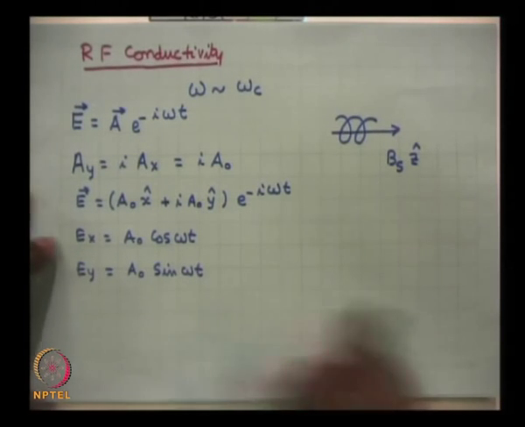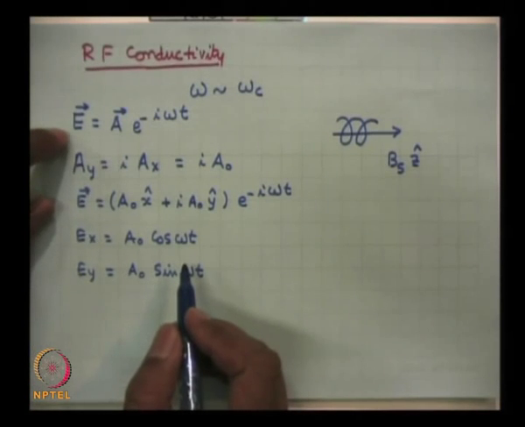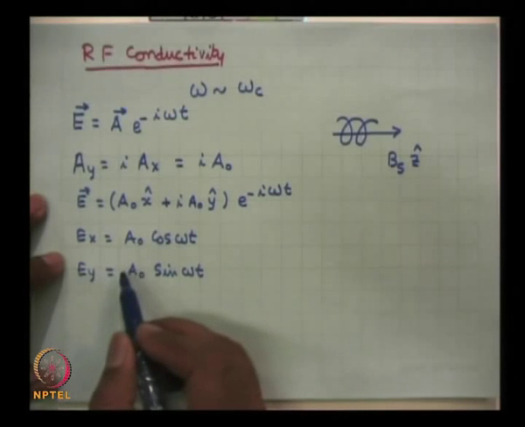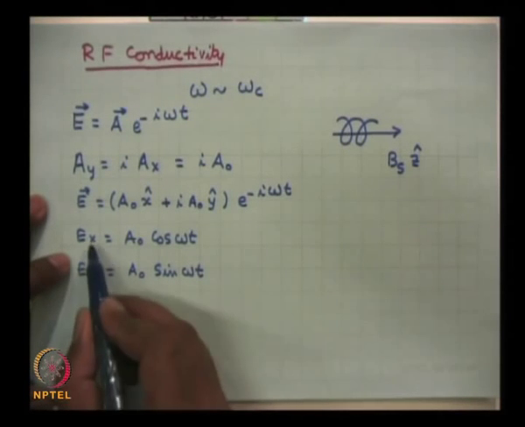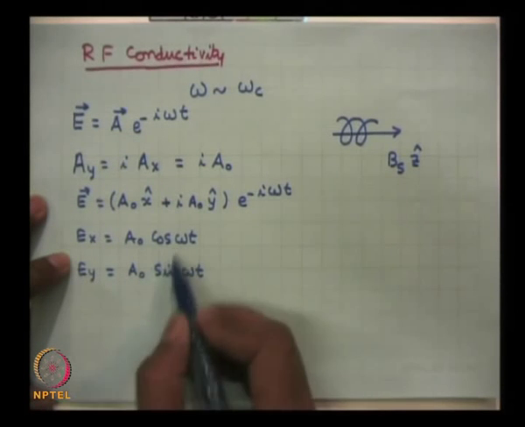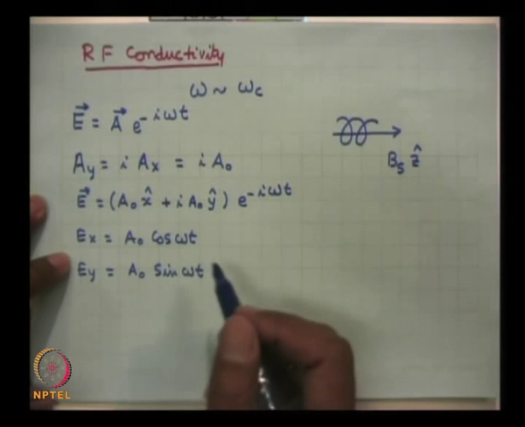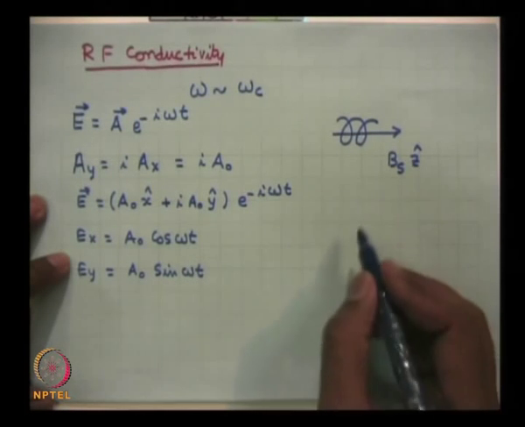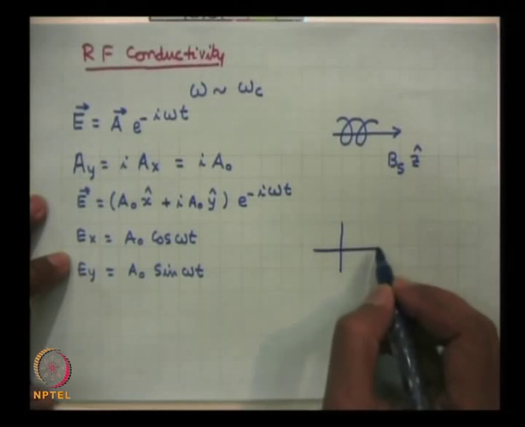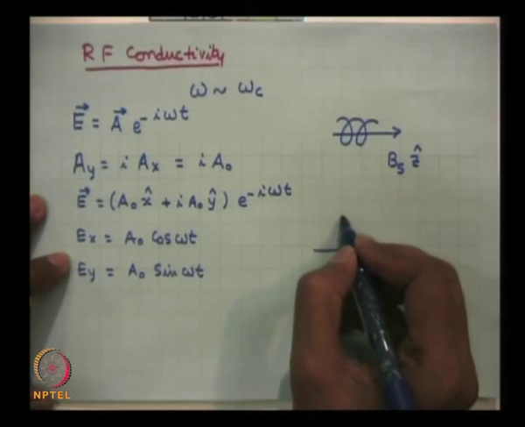There is a beauty in plasma response to such a field, which is called right circularly polarized. Let us see why it is called circularly polarized. Because if you take E x square plus E y square, it is a constant. So the magnitude of the field doesn't change with time. And secondly, if I plot E x on the x axis, and E y on the y axis.